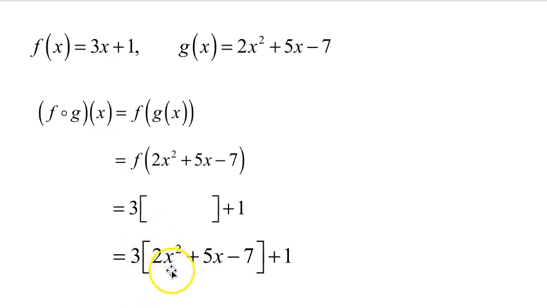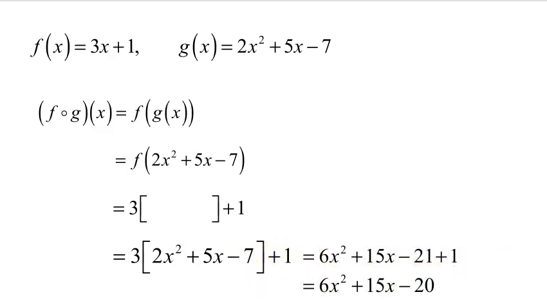Distributing here, 3 times 2x squared is 6x squared. 3 times 5x is 15x. 3 times negative 7, negative 21. So 6x squared plus 15x minus 21, add 1, minus 21 plus 1, of course, is minus 20. And that will give us f circle g of x, or f of g of x.